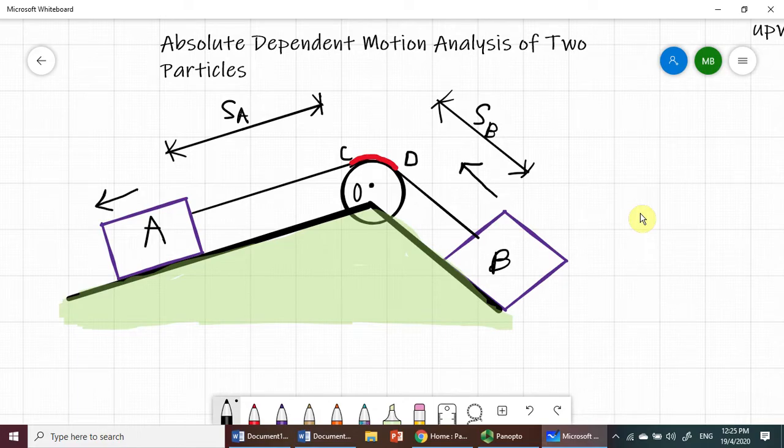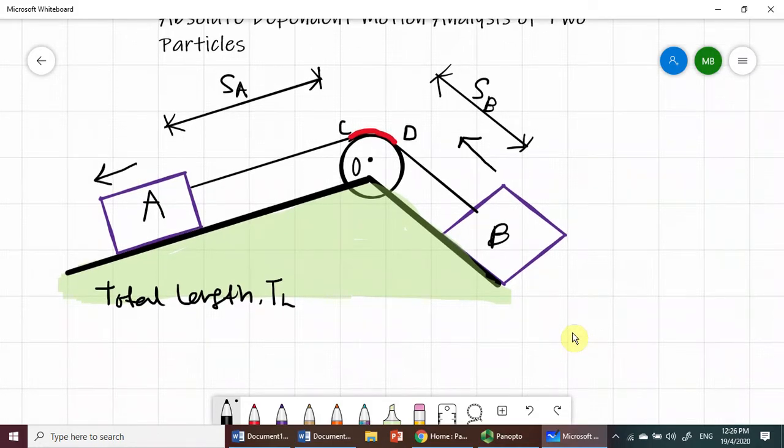Now, if the total length is TL, the two positions can be related by this equation. So we will have SA plus LCD plus SB equals the total length. So what is LCD? LCD is the length of the cord passing over CD.